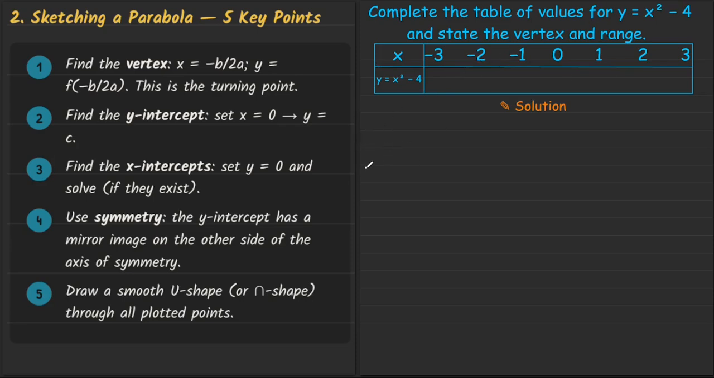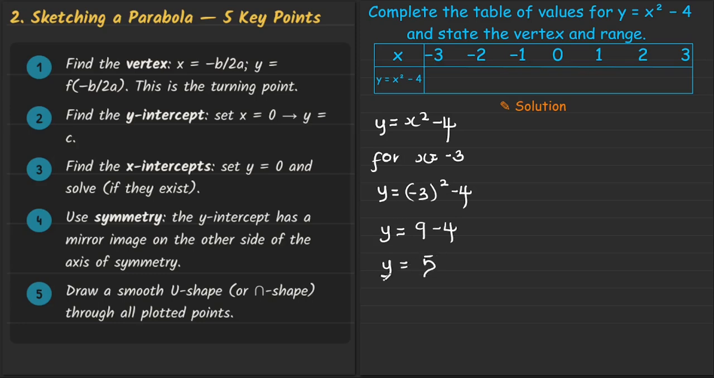So you know your function f of x or y is simply equal to what? x squared minus 4. So you start by using your first value. For x equals -3, y then becomes, instead of the x, you are going to put a -3 there. So -3 all squared, then minus 4. So we have our y being equal to -3 squared, which gives us 9. So we have 9 minus 4.